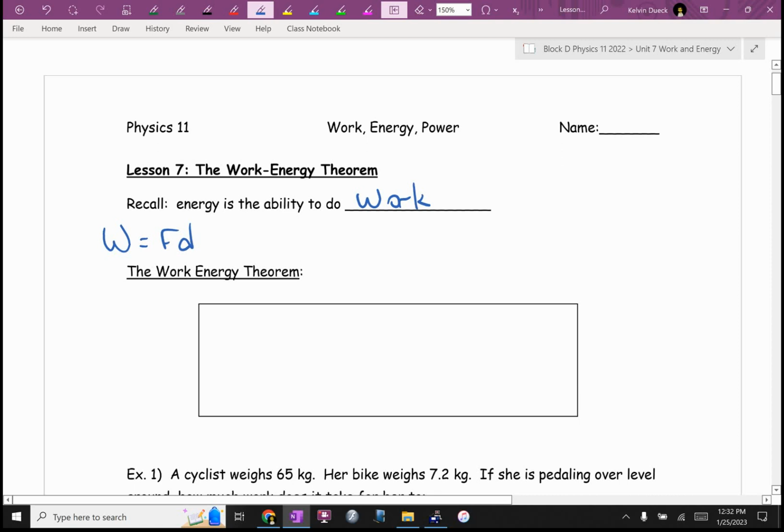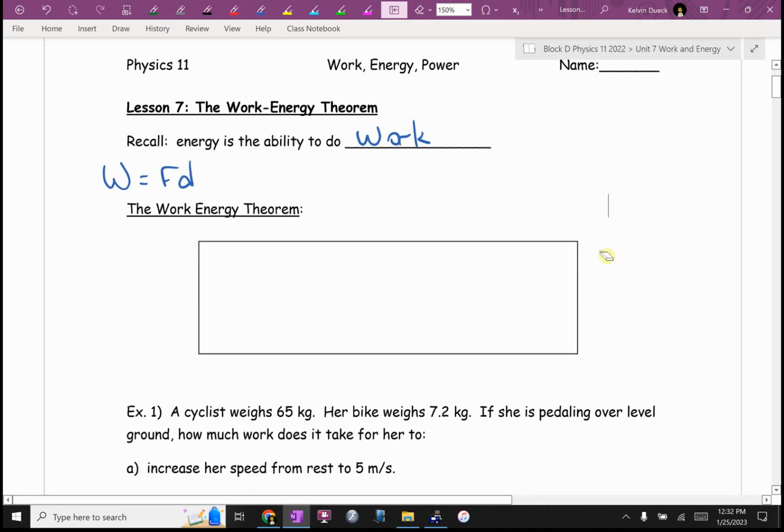It's called the work energy theorem. Why is it called that? Tyler, what are the units for work? Starts with letter J. What are the units for energy? Starts with letter J. They're not the same thing, but they're very related. And here is how they are related.